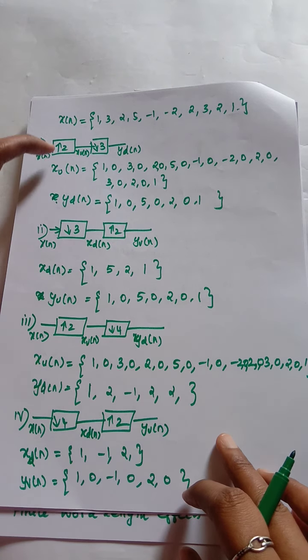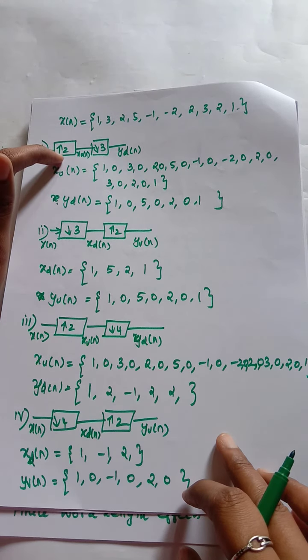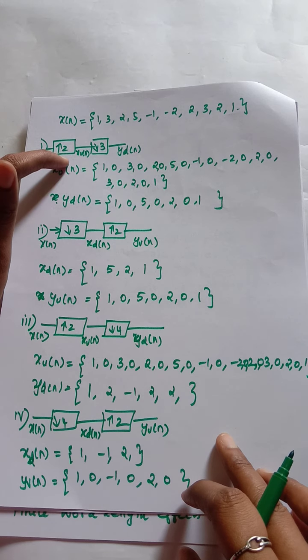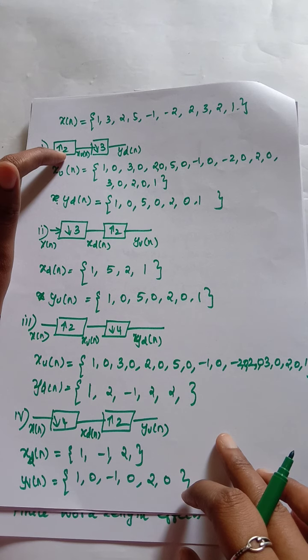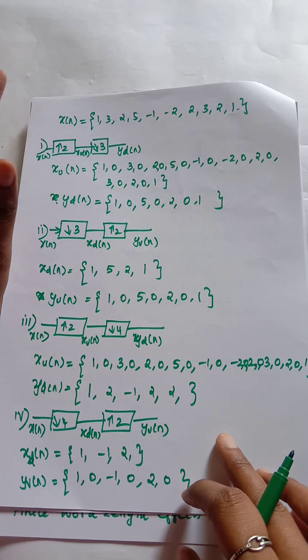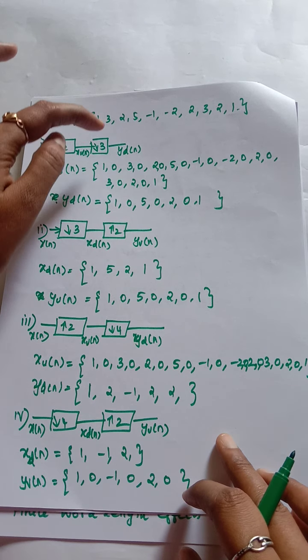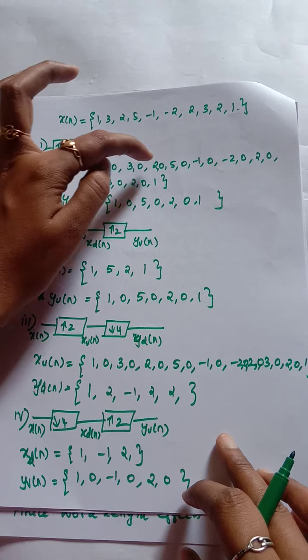So first it is given to an interpolator. Interpolate means increasing the sampling rate. Here I am going to add m minus 1 samples. The upsample factor is 2, so 2 minus 1 sample I am going to add. So I have inserted 1 zero in between the samples.